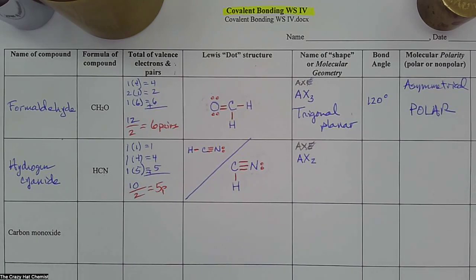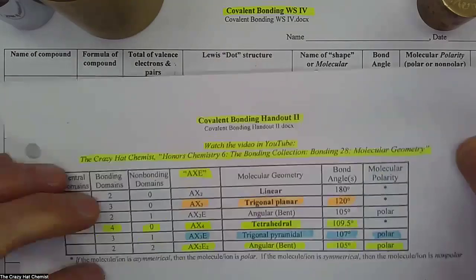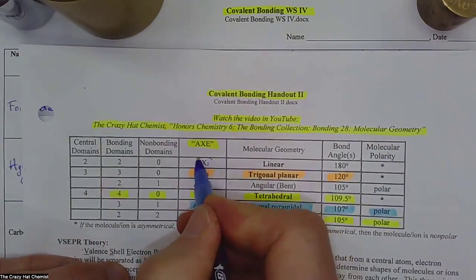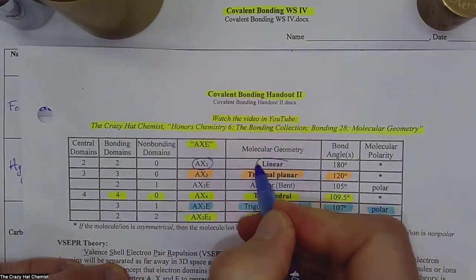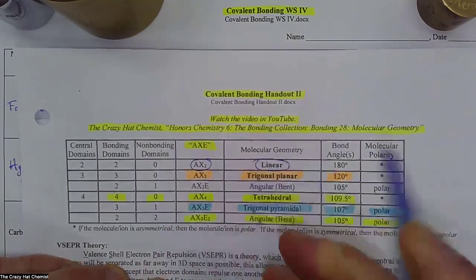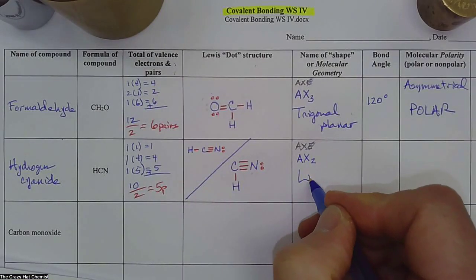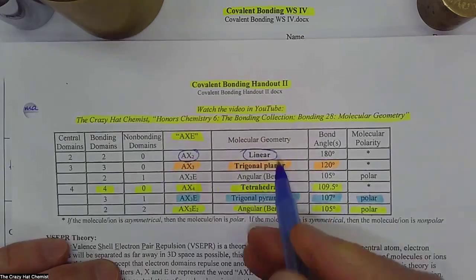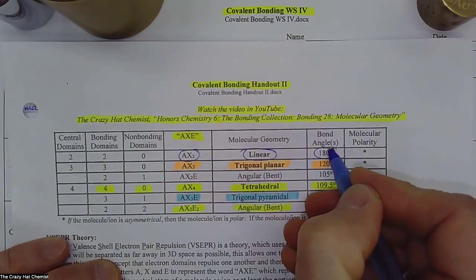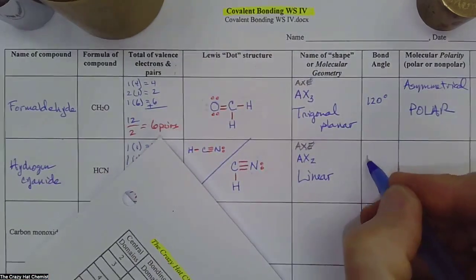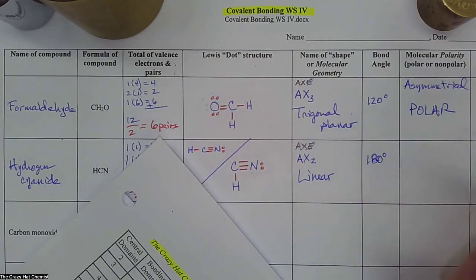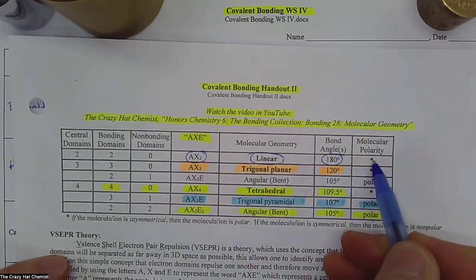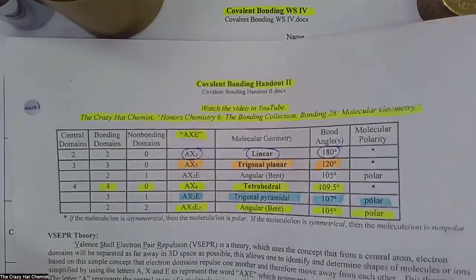Then what we're going to do is look at this data table that you should have, and that's AX2. AX2 is the molecular geometry or shape of linear. So we're going to write down linear. And we're going to write down the bond angle that is linear, which is 180 degrees. 180 degrees. And then we need to figure out whether it's polar or non-polar because of that asterisk.